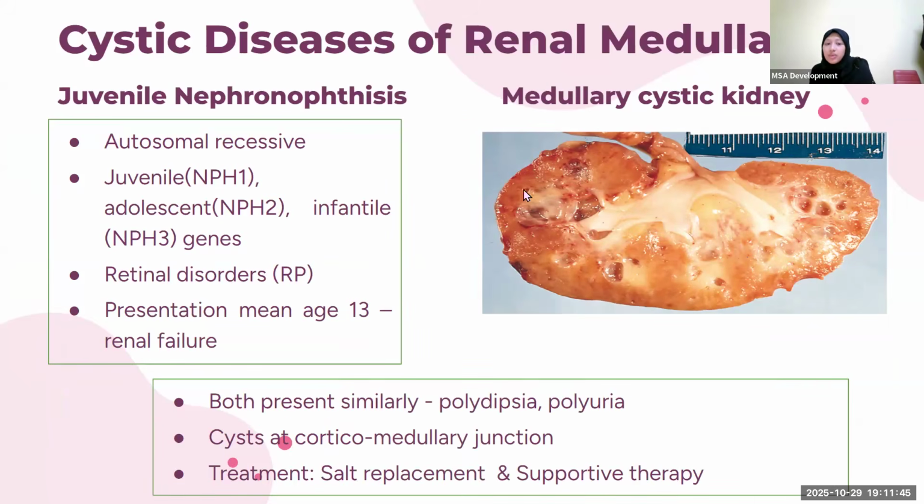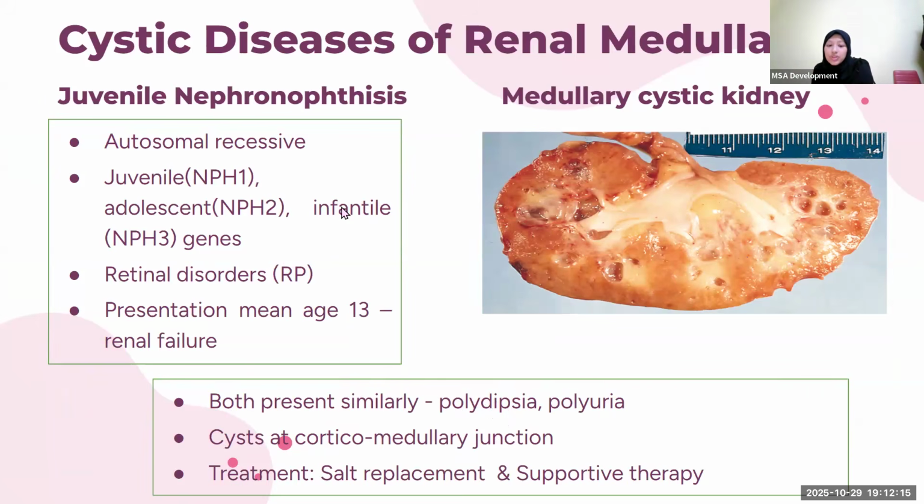Both of these two, the reason why I put them here together is because they present similarly. They come with polyuria, which is urinating a lot, frequently. Polydipsia is thirst. The person is very thirsty all of the time. And the cysts here are at the junction. Both of these are at the junction. The only difference is the age of presentation, when does it come, and the genes.